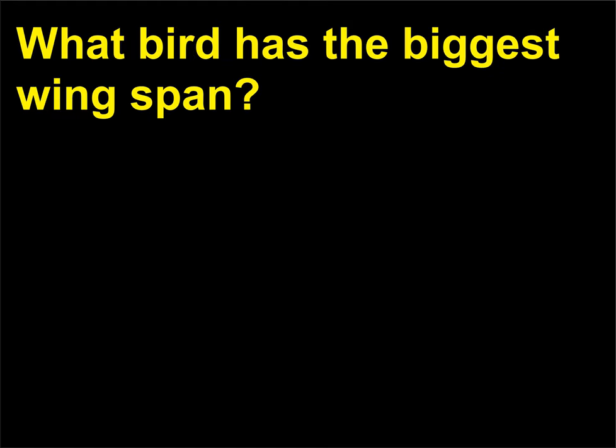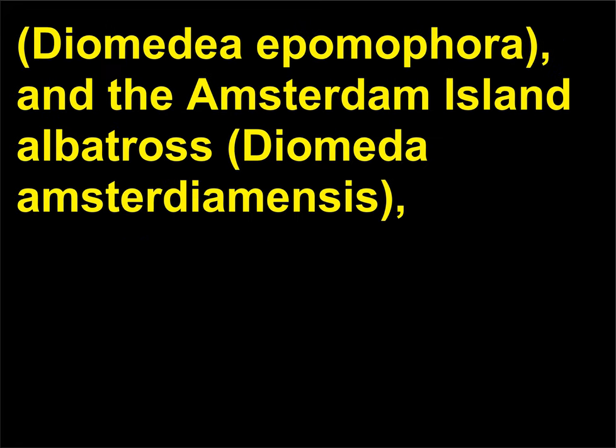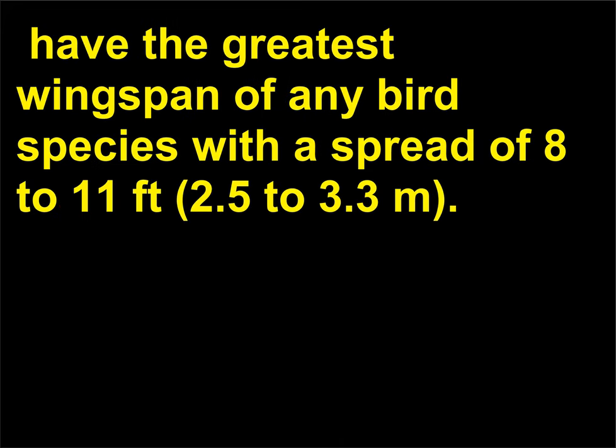What bird has the biggest wingspan? Three members of the albatross family, the wandering albatross, Diomedea exulans, the royal albatross, Diomedea epomophora, and the Amsterdam Island albatross, Diomedea amsterdamensis, have the greatest wingspan of any bird species, with a spread of 8 to 11 feet, 2.5 to 3.3 m.